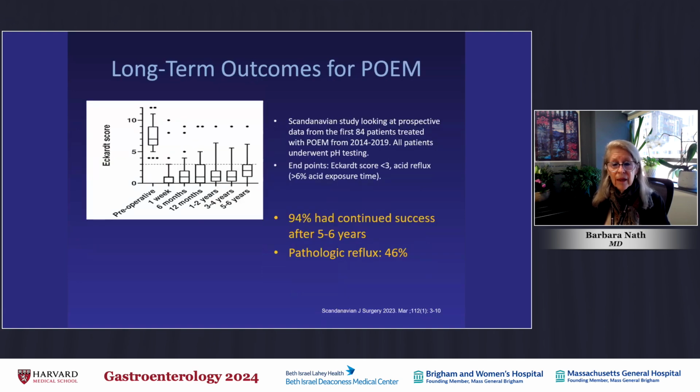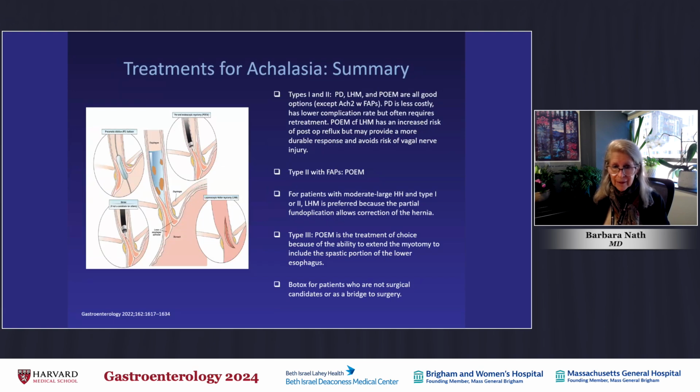This is a study that looked at the follow-up at 5 to 6 years. And this was a Scandinavian study of the first 84 patients who were treated with POEM starting in 2014. The incidence of reflux was assessed with formal pH testing, and 94% had persistent benefit at the 5 to 6 year mark. So it's pretty clear that this is the treatment of choice for type 3 and possibly the variant of type 2 achalasia. So just a quick summary of treatments.